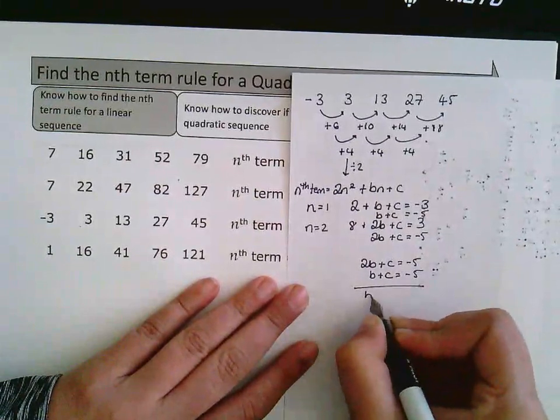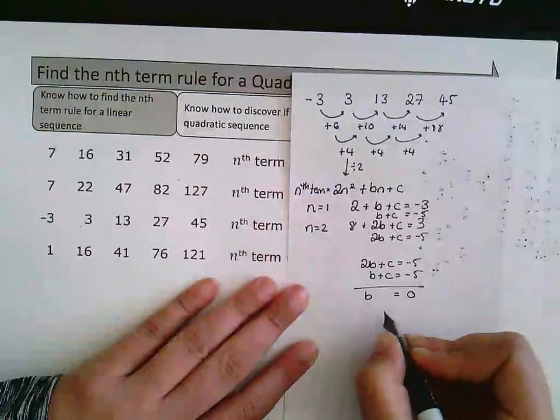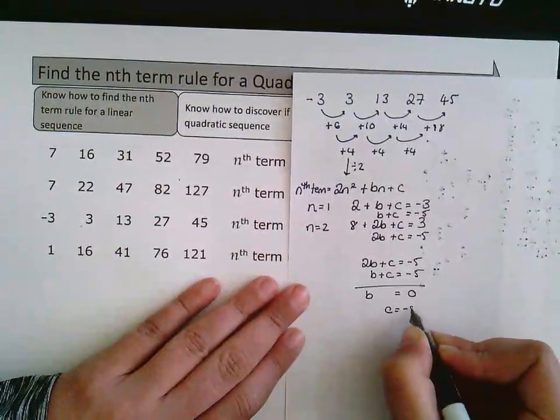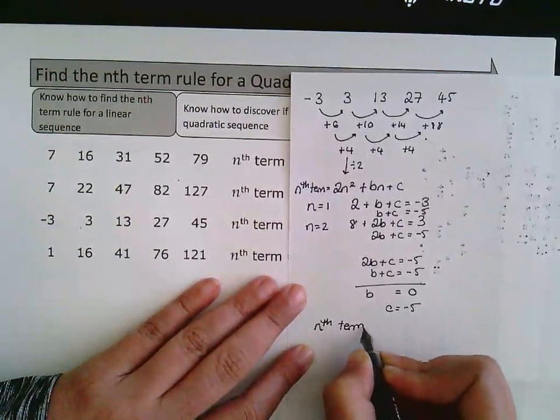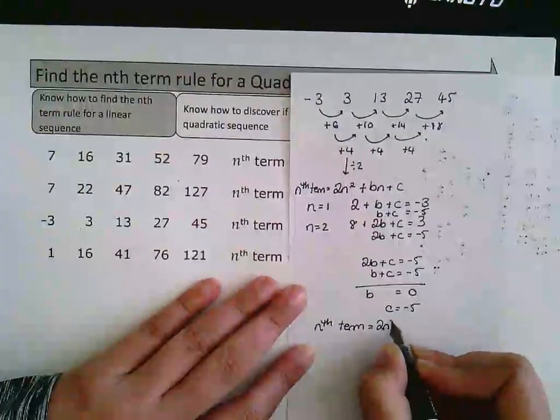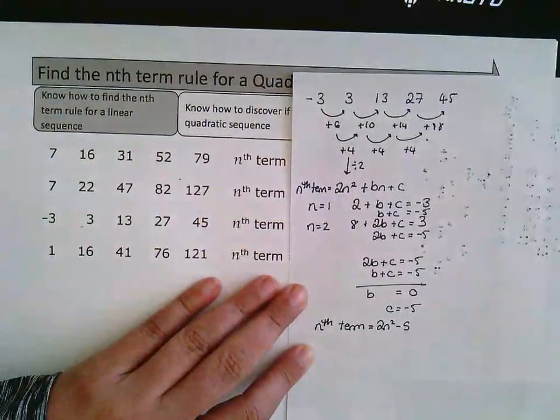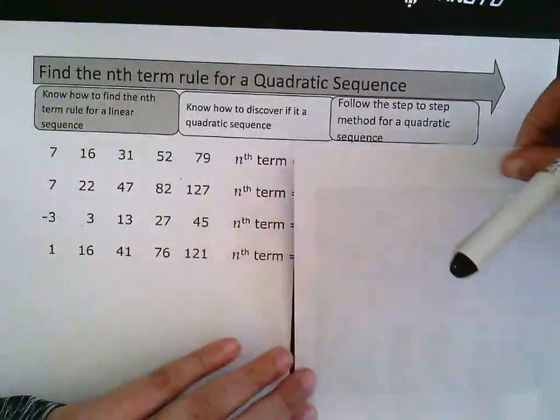Let's solve the simultaneous equations by subtracting. So again, b is 0, so c has to be minus 5. The nth term is 2n squared minus 5. And the last one.